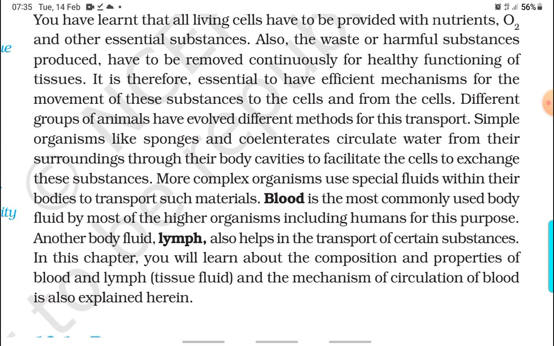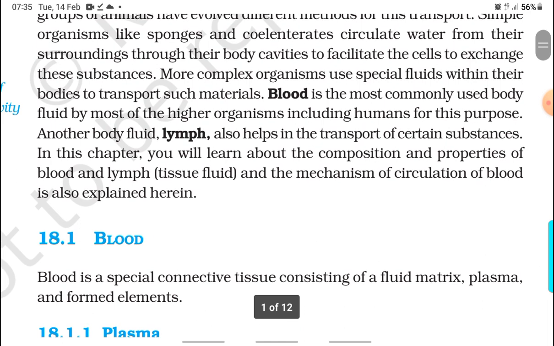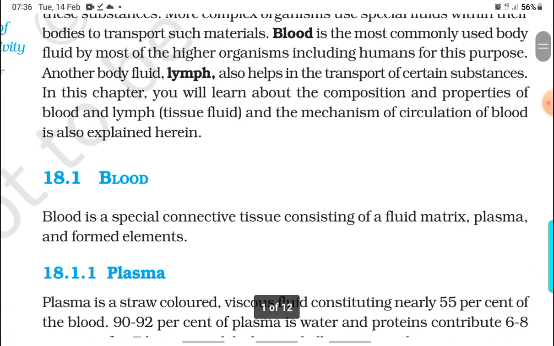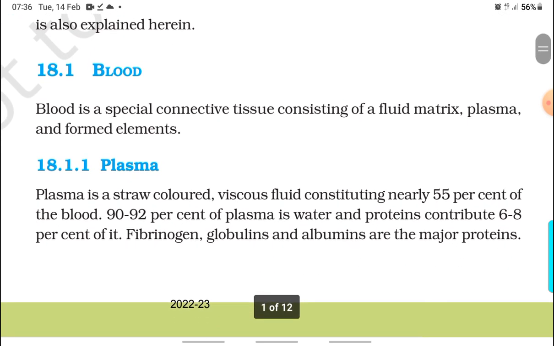Blood is the most commonly used body fluid by most of the higher organisms, including humans, for this purpose. Another body fluid, lymph, also helps in the transport of certain substances. In this chapter, you will learn about the composition and properties of blood and lymph or tissue fluid, and the mechanism of circulation of blood is also explained herein.